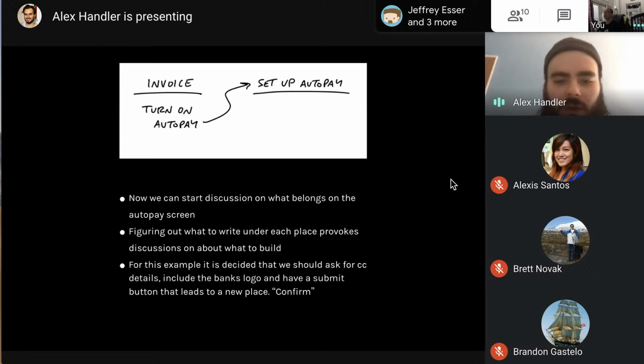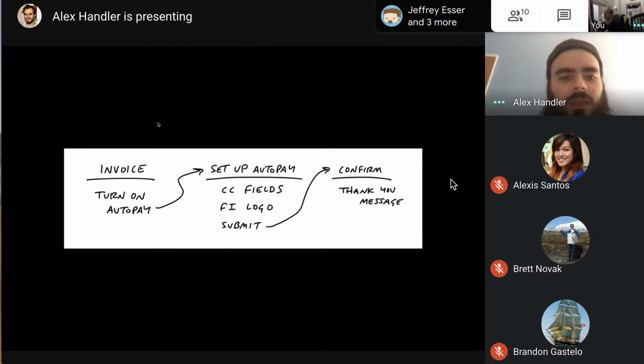Figuring out what to write under each place provokes discussions on what to build. For this example, it is decided that we should ask for credit card details, and they decide that we should include bank logos and have a submit button that leads to a new place, which is the confirm place. So what that looks like is this.